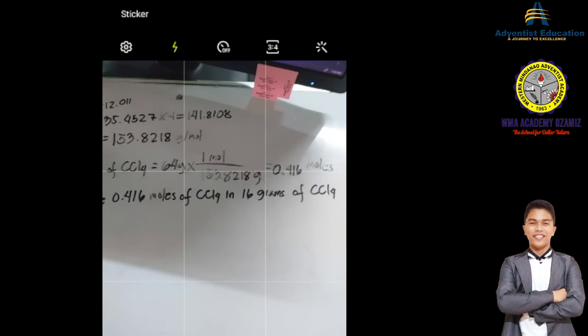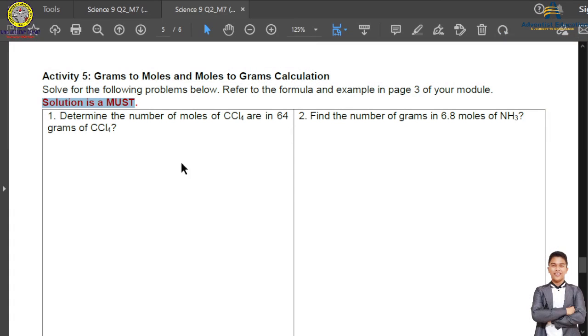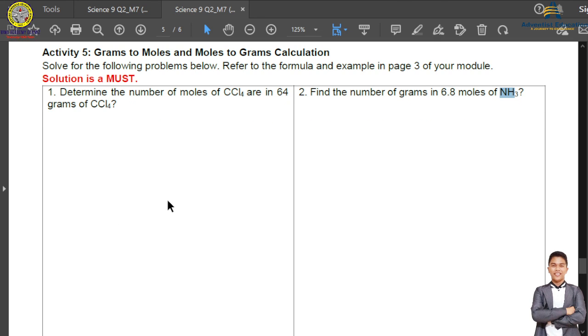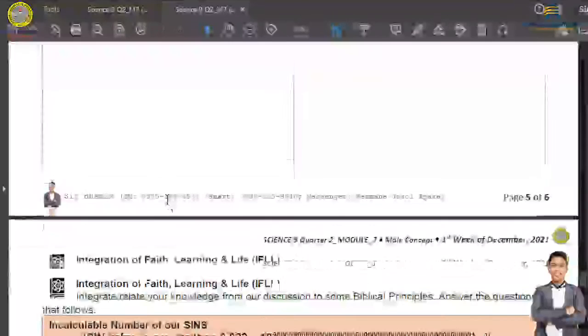Now the second one, in number 2, you are going to find the number of grams in 6.8 moles of nitrogen trihydride, and there are 3 hydrogen here. I already gave you the atomic mass of nitrogen, and the hydrogen is very common. I hope that you understand our discussion for this tutorial. You can go back to your modules and answer that.